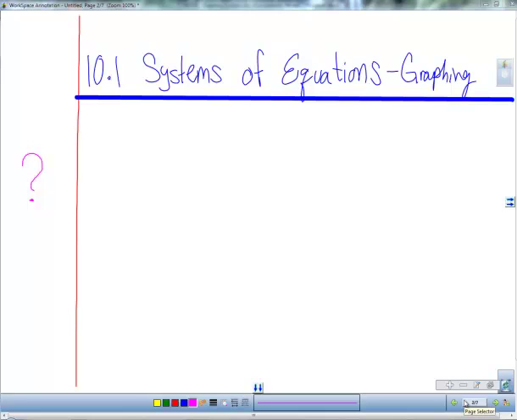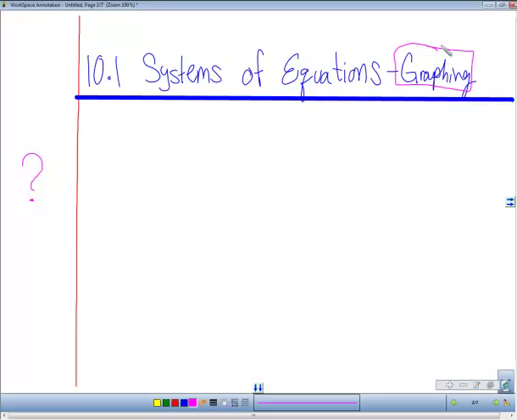Guys, it's Miss Castor. Go ahead and get out your Cornell notes and set it up like this. Make sure that they are titled 10.1 Systems of Equations Graphing. That's what we are going to be focusing on with this video, is the graphing. If you have any questions throughout the video, put those over here to the left.